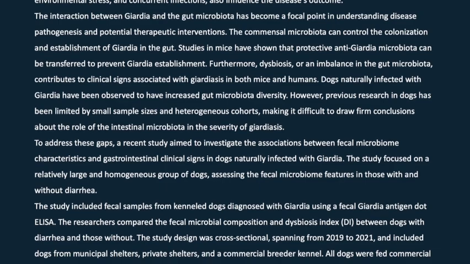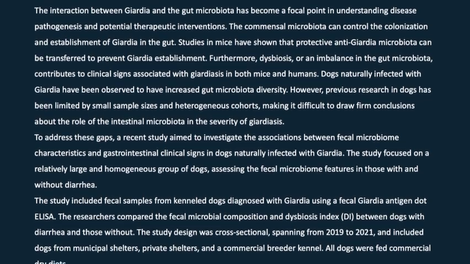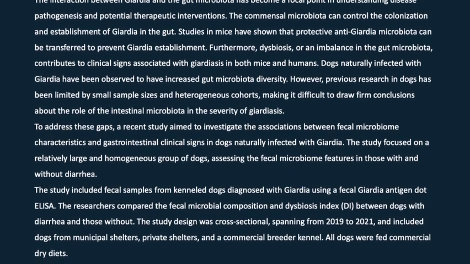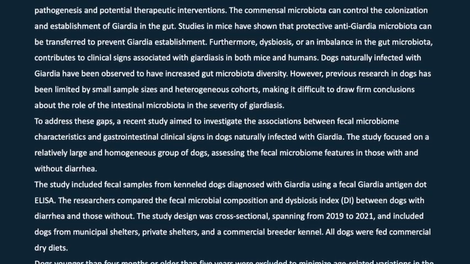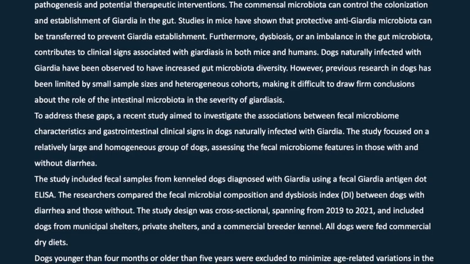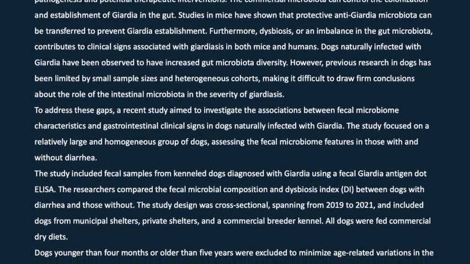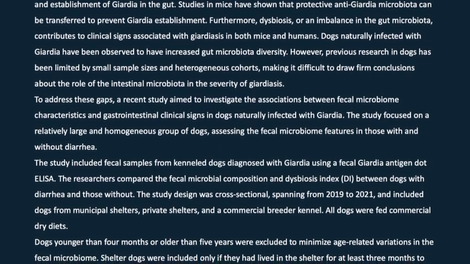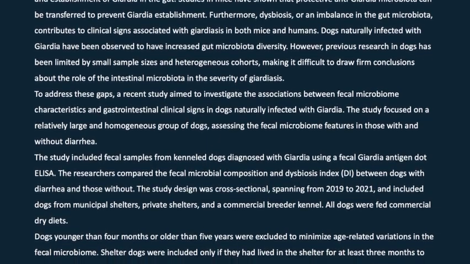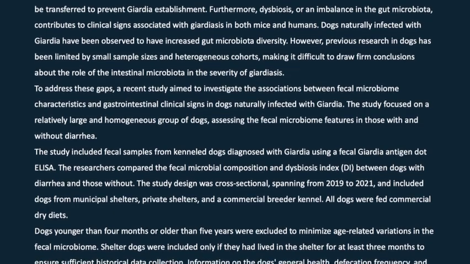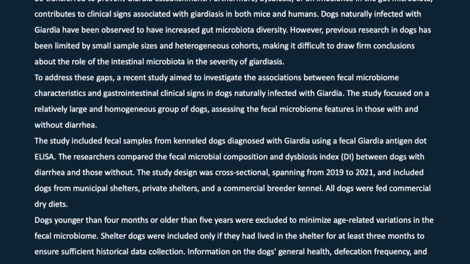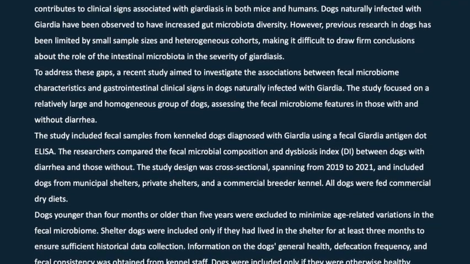However, previous research in dogs has been limited by small sample sizes and heterogeneous cohorts, making it difficult to draw firm conclusions about the role of the intestinal microbiota in the severity of giardiasis. To address these gaps, a recent study aimed to investigate the associations between fecal microbiome characteristics and gastrointestinal clinical signs in dogs naturally infected with Giardia. The study focused on a relatively large and homogeneous group of dogs, assessing the fecal microbiome features in those with and without diarrhea.